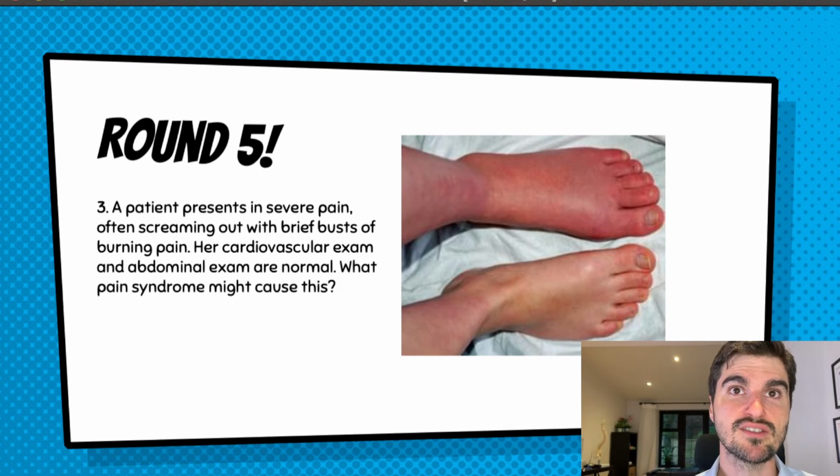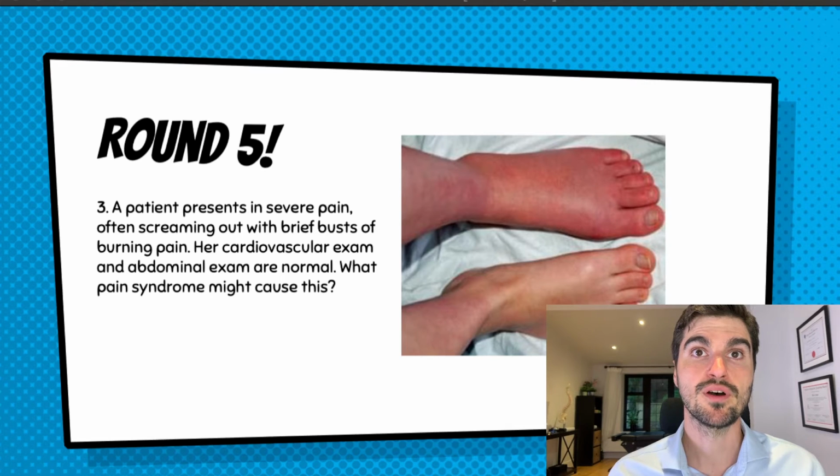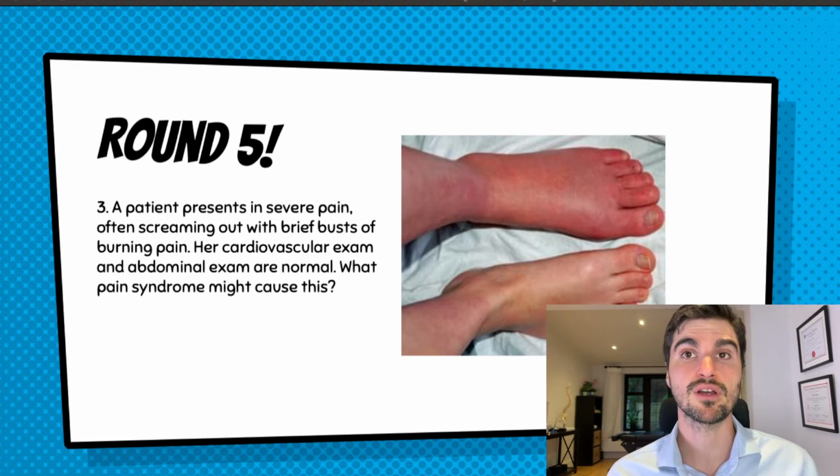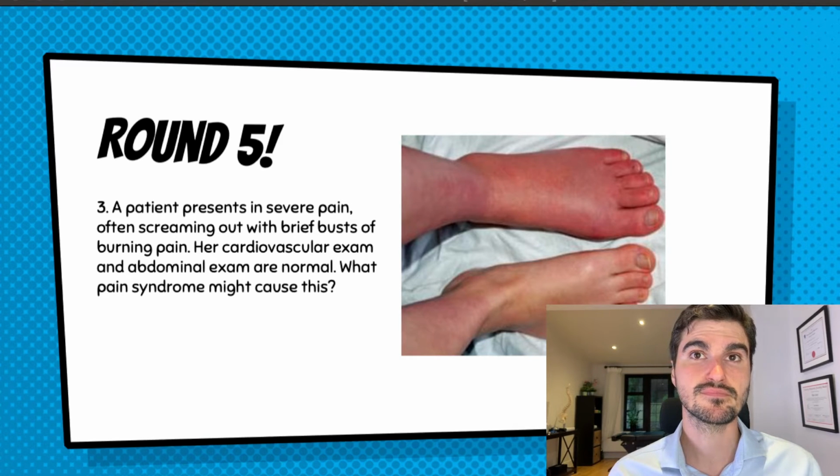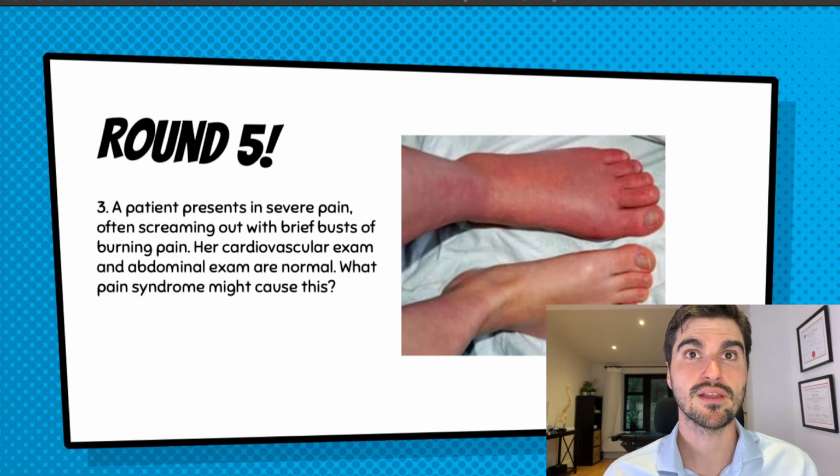So a patient presents with severe pain, often screaming out with brief bursts of burning pain. Her cardiovascular exam and abdominal exam are normal. What pain syndrome might cause this? So hopefully you can see the difference between the 2 feet, that extremely large, red, swollen foot. What might cause that?